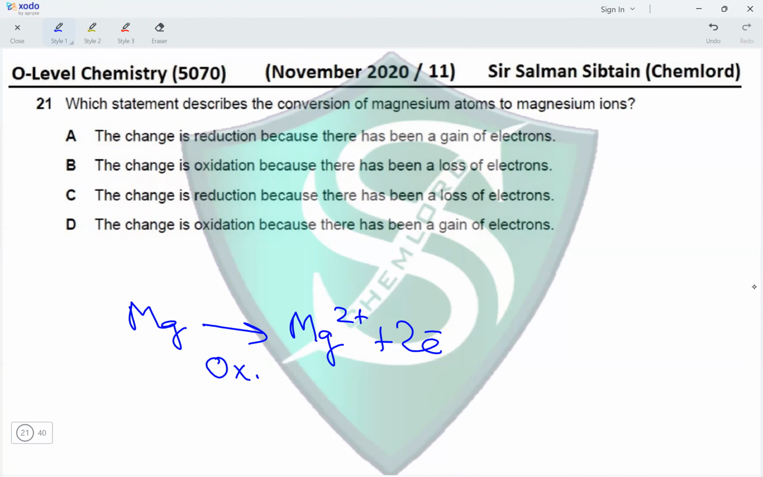Okay. So A, the change is reduction. No, it is oxidation. Next, the change is oxidation. Yes, because there has been a loss of electrons. Yes, electrons have been lost. So this is correct. Next, the change is reduction. No. Next, the change is oxidation. Yes, because there has been a gain in electrons. No, electrons are not gained, electrons are lost. So this makes option B the correct option for this question.